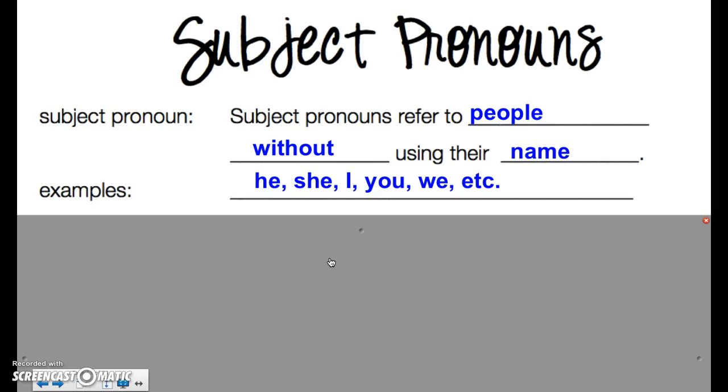So if I wanted to tell you a story about Matt, and I said Matt left his house, Matt got in his car, Matt drove to the store, Matt bought a cake, Matt ate the cake. It gets a little repetitive that I have to keep saying Matt, Matt, Matt. You already know I'm talking about Matt. So we would use subject pronouns such as he, she, I, you, we, etc. to replace the word Matt. So now I could say Matt left his house. He got in the car. He went to the store. That's what subject pronouns will do.